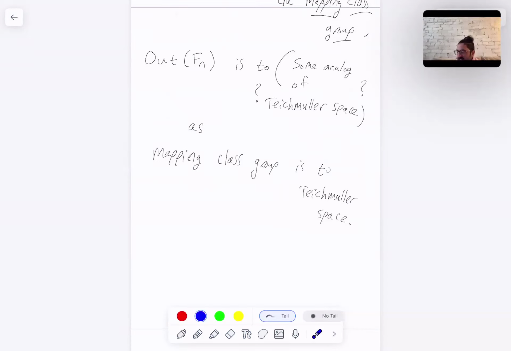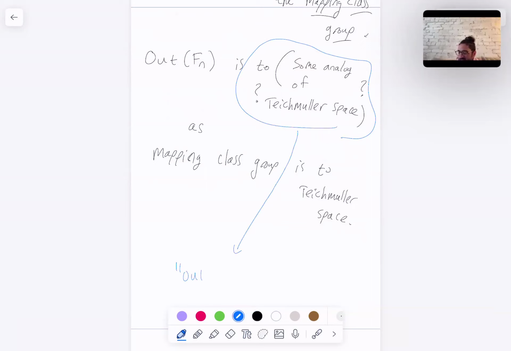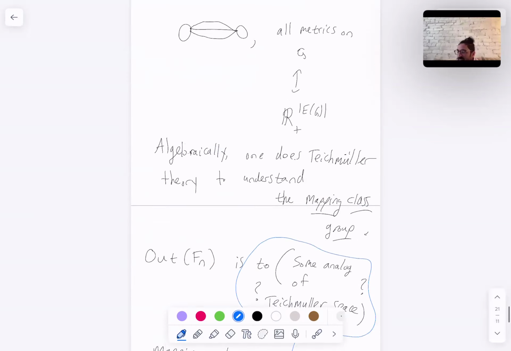And it turns out that the most natural object to place inside of these parentheses has a name. It's called the Culler-Vogtmann outer space. And the idea for this outer space is not too complicated. It's really not. In fact, it's very much related to this.